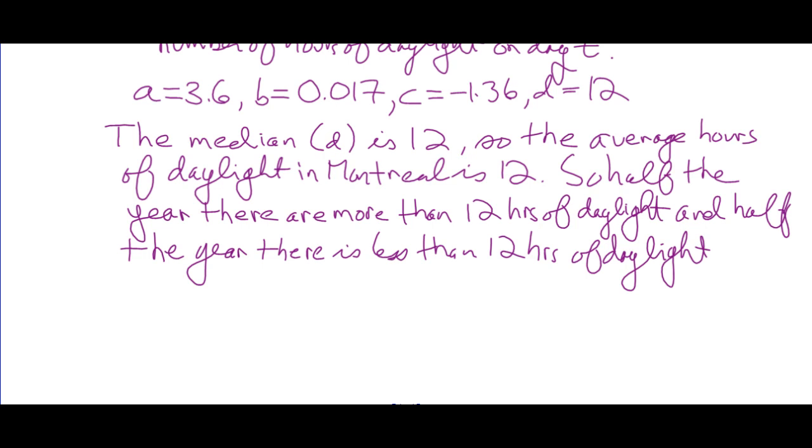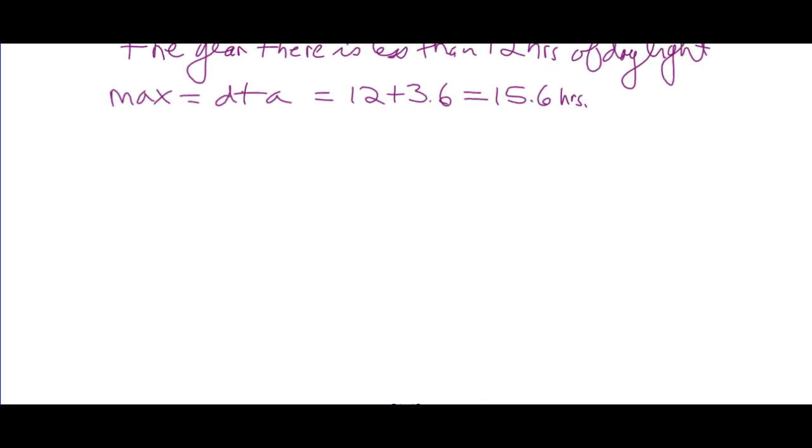All right, how much more daylight is there? What's the most daylight you get in Montreal? 15.6 hours. How do you get that? It just amazes me. So the maximum is D plus A, right? You take the middle. So on average it is 12 hours, but we vary by the amplitude, which is 3.6. So the maximum is D plus A, which is 12 plus 3.6, which is 15.6 hours. So that's the maximum daylight in Montreal.